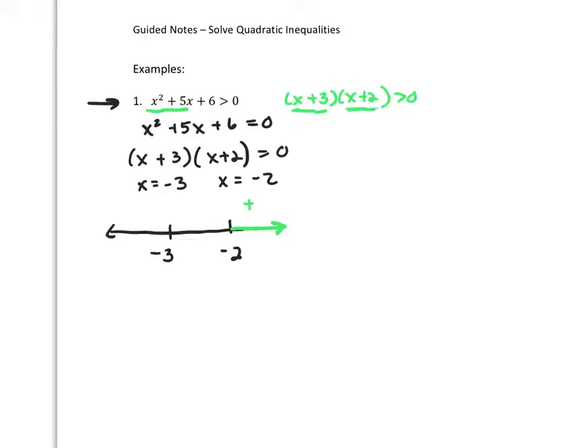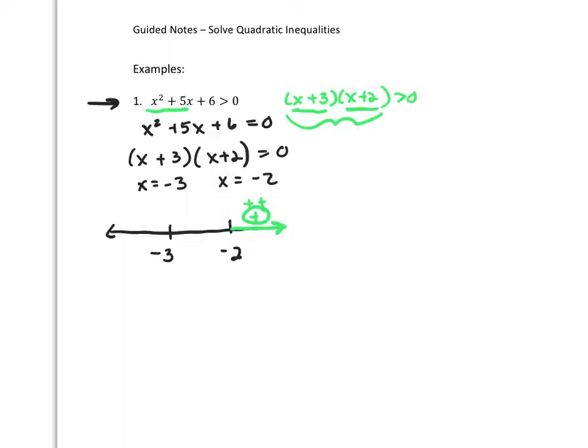Plug a 0 in x plus 2, and that's also positive. What is a positive times a positive? It's a positive. Any number you choose to the right of negative 2 and substitute it in here is going to give you a positive number.